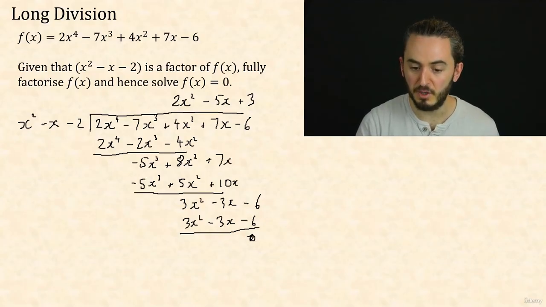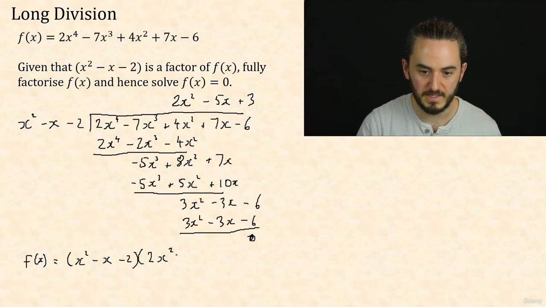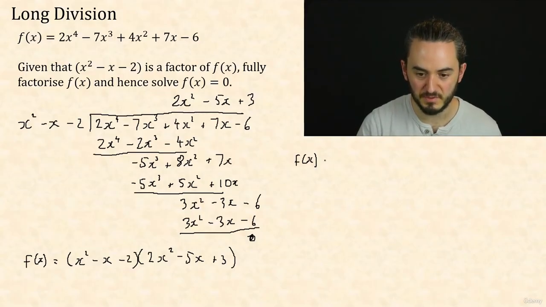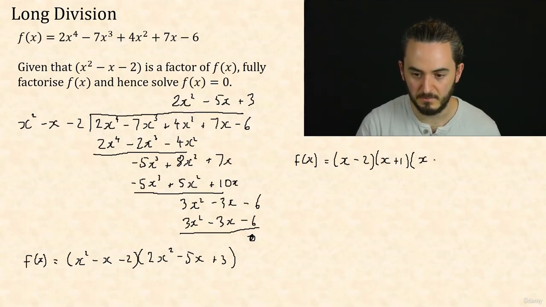And just to point out, if you'd got a number there, that would be your remainder. But no remainder means it goes perfectly, it fits in perfectly. That means that f of x is x squared minus x minus 2 multiplied by the stuff I've got at the top, the quotient, 2x squared minus 5x plus 3. Okay, we can factorise this further because that first quadratic factorises as x minus 2, x plus 1, and the next one factorises as x minus 1, 2x minus 3.